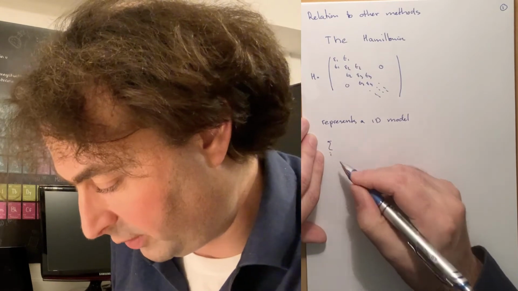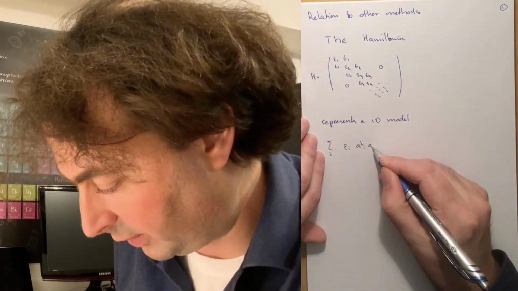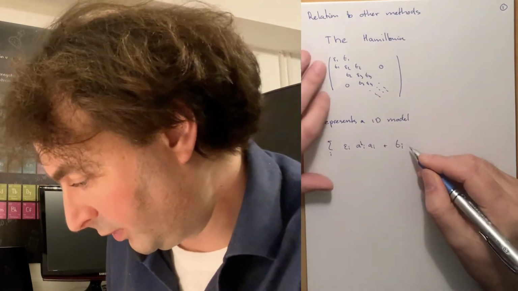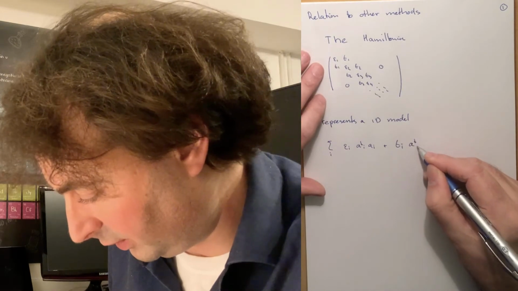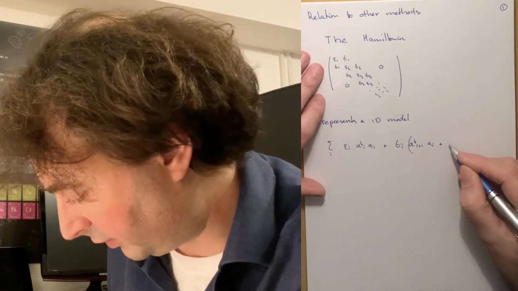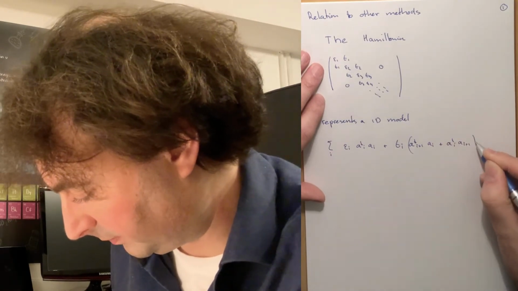So we have the Hamiltonian: sum over i, epsilon_i a dagger_i a_i, plus a hopping t_i between a dagger_{i+1} a_i, plus a dagger_i a_{i+1}.